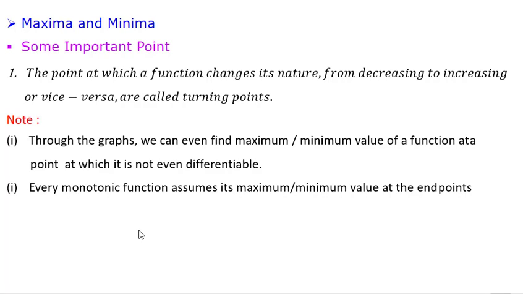Every monotonic function assumes its maximum and minimum value at the endpoints. Monotonic function means it is either an increasing function or a decreasing function. So when the function is monotonic, it assumes its maximum or minimum value at the endpoint. If it is an increasing function, then towards the right it will attain its maximum value and towards the left it will attain its minimum value.